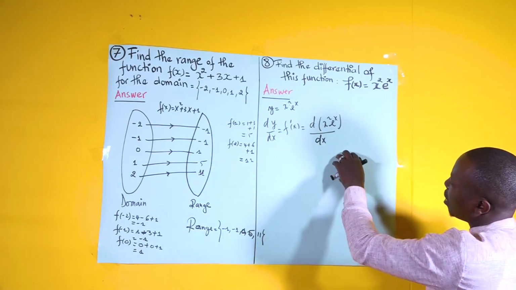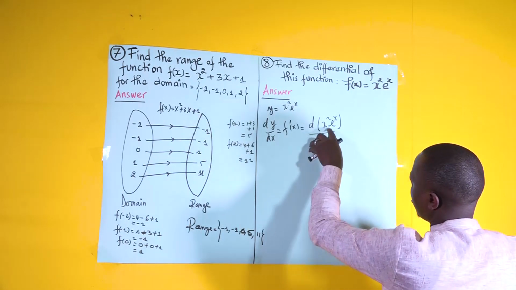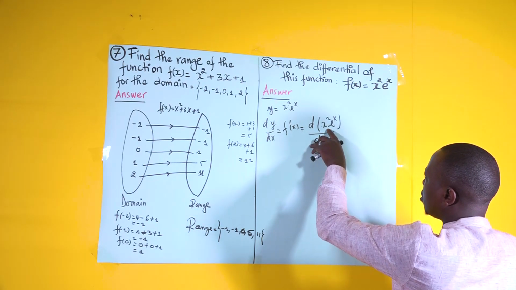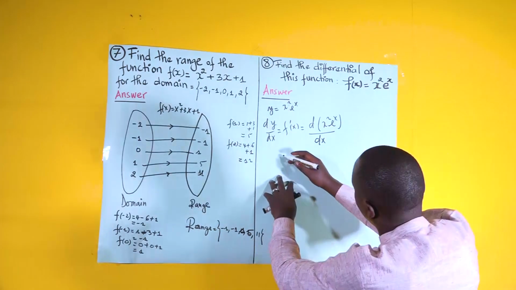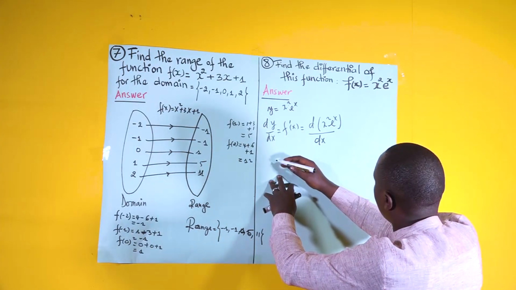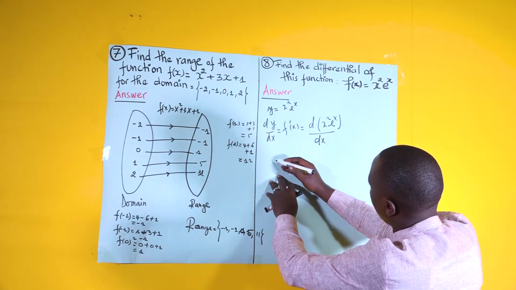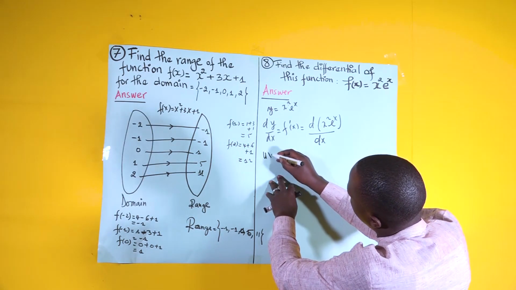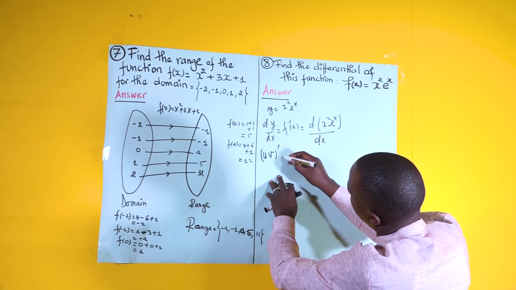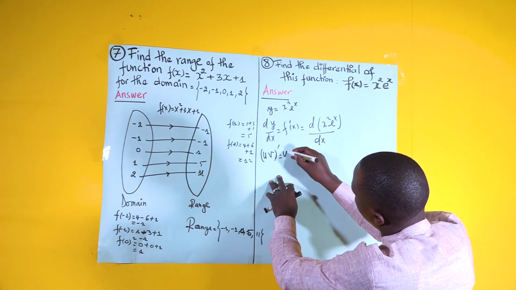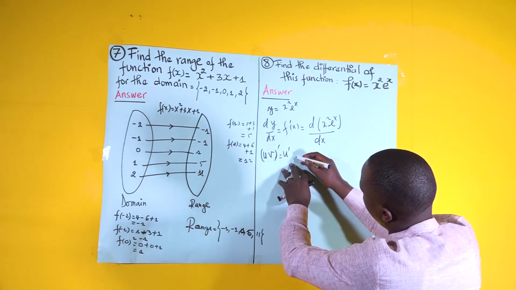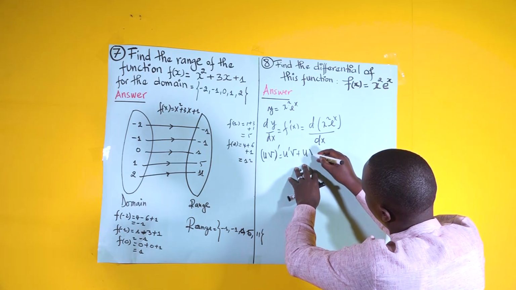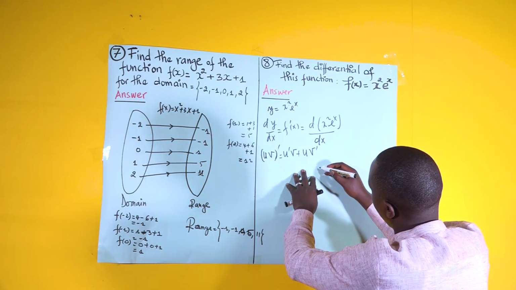So remember, when you have a product of two functions, we take the first function's derivative, multiply by the second, plus the first times the derivative of the second. It is like this one. Use this formula: u times v. The derivative of u times v gives us u prime v plus u v prime, right?